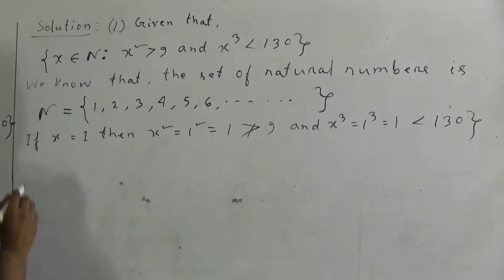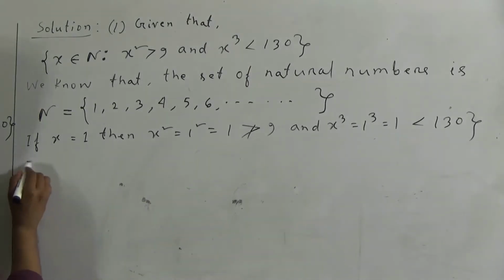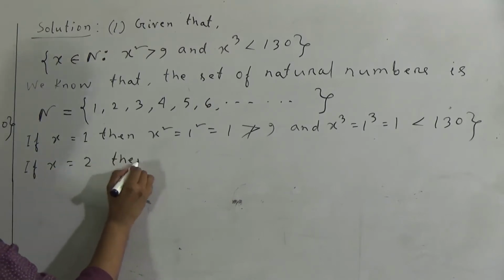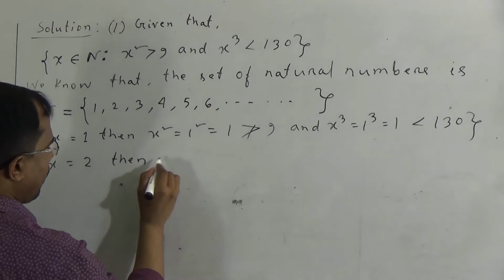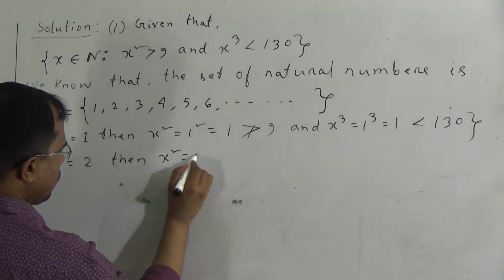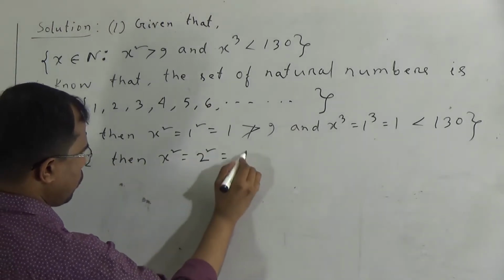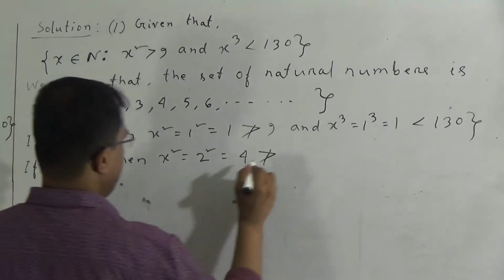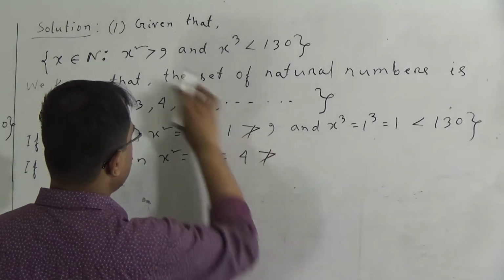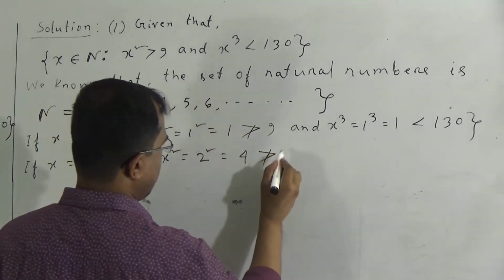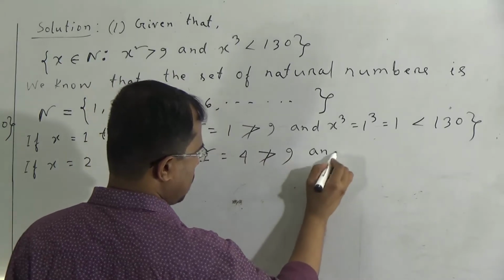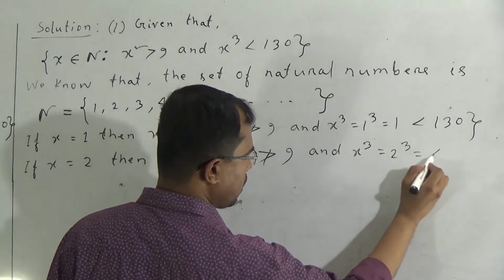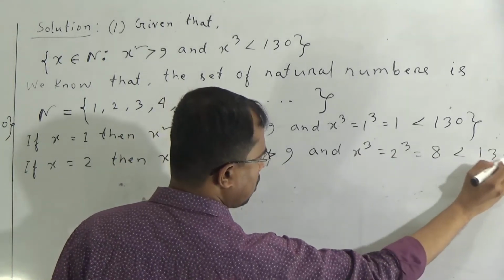This element doesn't follow this condition, but it follows this condition. Now we'll check 2. If x equal to 2, then x square equal to 2 square is equal to 4. 4 is not greater than 9, so that means 2 doesn't follow the condition x square greater than 9. And x cube is equal to 2 cube, 2 cube is equal to 8, it is less than 130.